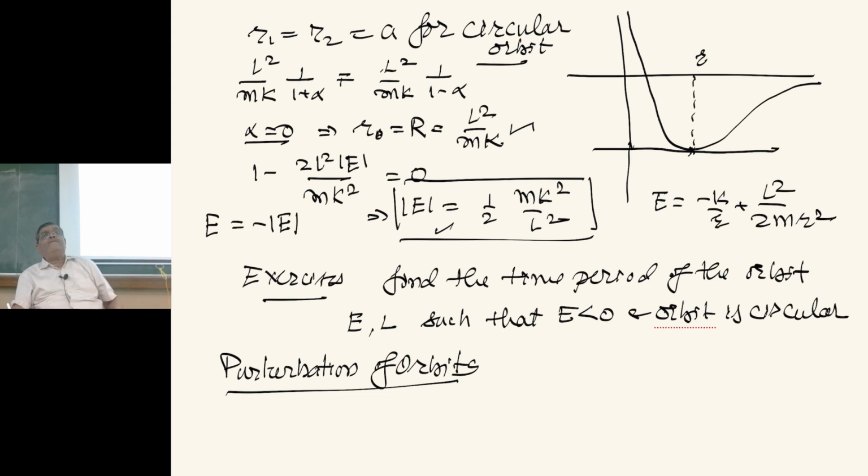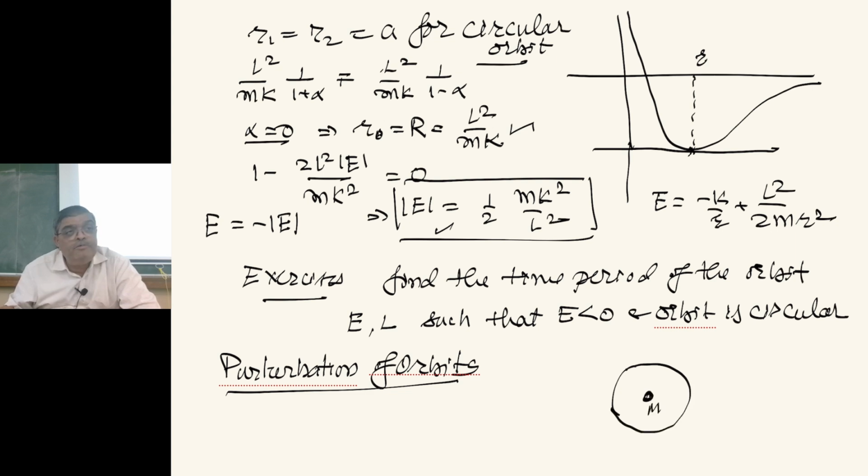So we know that if I know E and L, I can determine a lot of things as far as the orbit is concerned and so on. Is that right? So how do I calculate what happens if I somehow change that orbit? Supposing I'm going to have a satellite or a planet that is going around in a circle about some massive object M. This has a mass M.